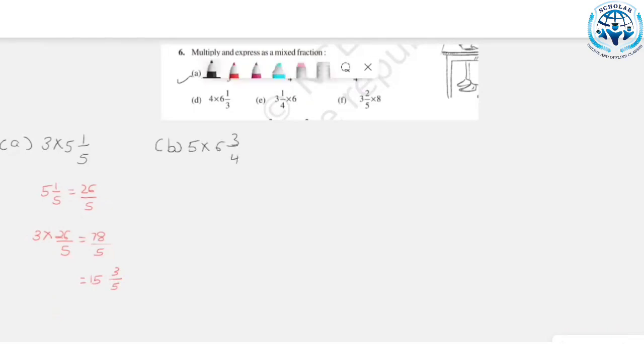Five into 6 3 by 4. Converting the mixed fraction into an improper fraction, we get 6 fours are 24, 24 plus 3 is 27, 27 upon 4. So 27 into 5. The numerator will be multiplied with the whole number: 135 upon 4. Now it will be converted into a mixed fraction and we will get the answer as 33 3 by 4.